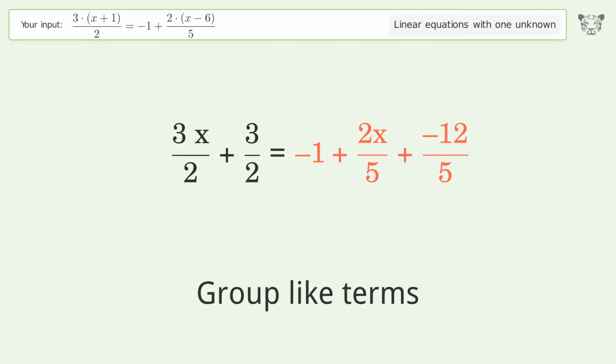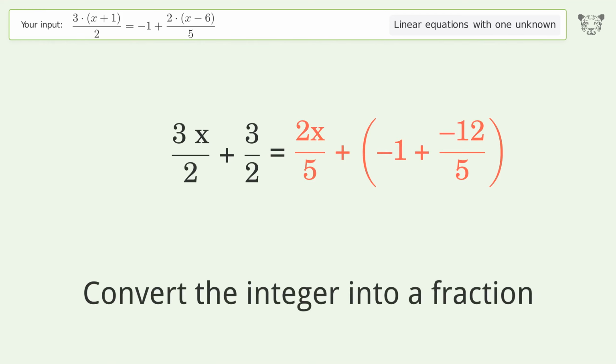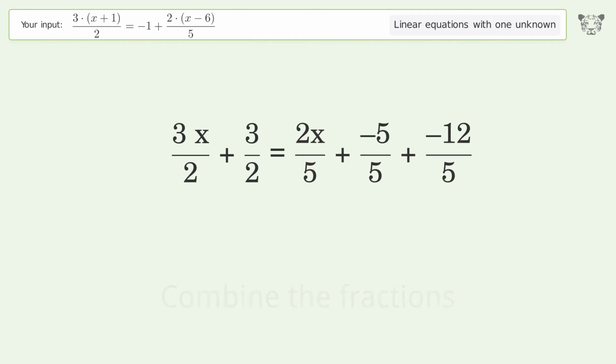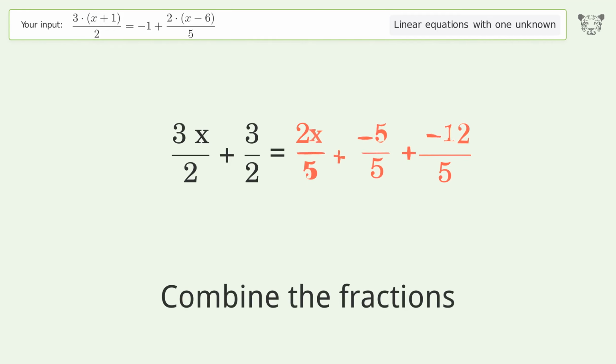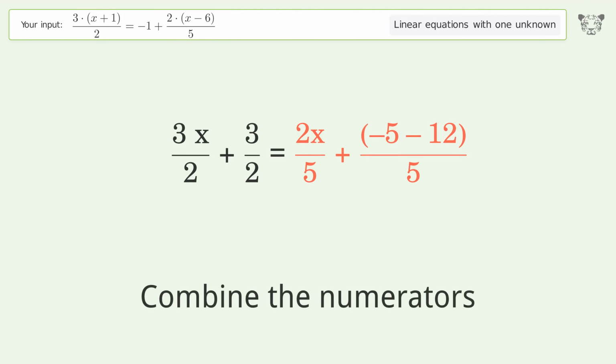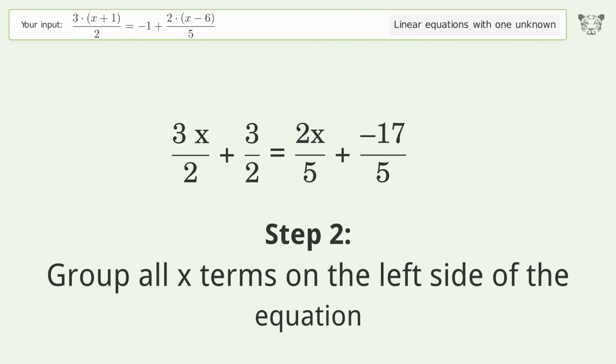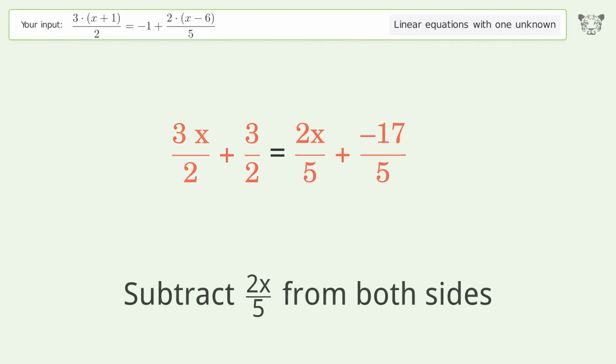Group like terms. Convert the integer into a fraction. Combine the fractions. Combine the numerators. Group all x terms on the left side of the equation. Subtract 2x/5 from both sides.